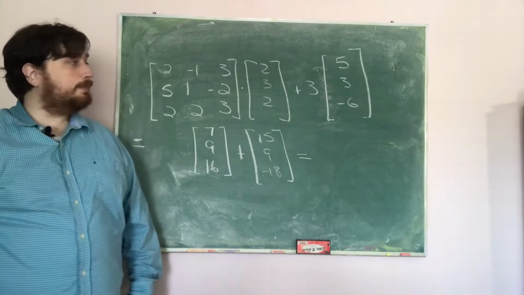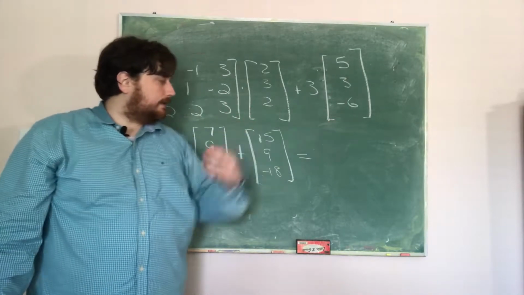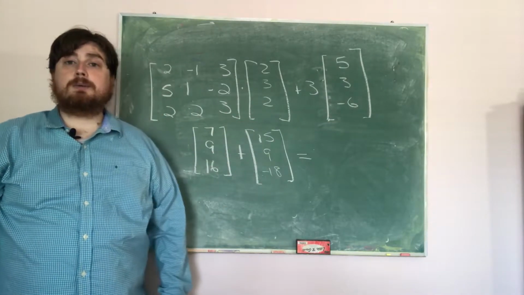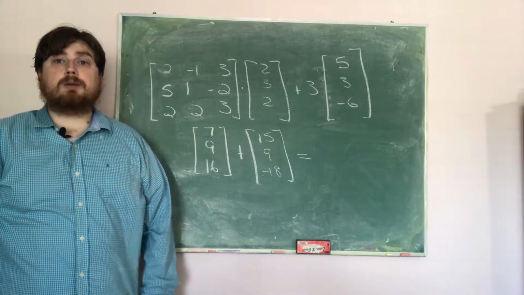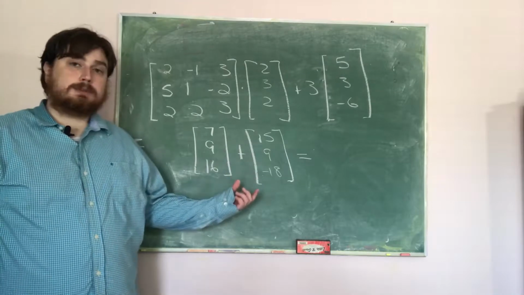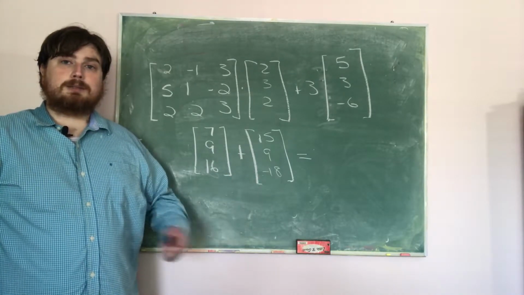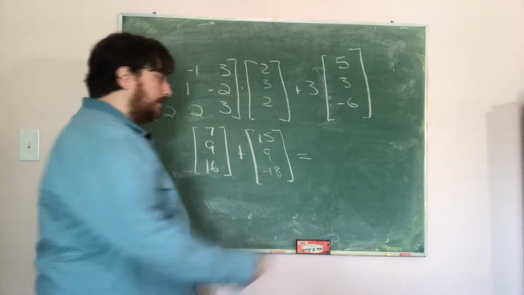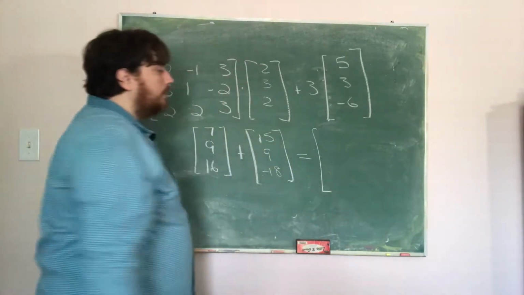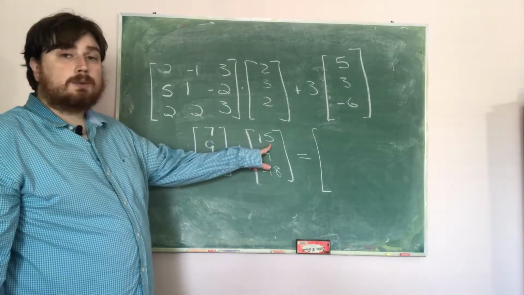Now that I've calculated both of those parts, I know that this product is going to be this matrix, and this is going to be this matrix. So now what I have to do is add those two. Remember that when we're adding, we add component-wise, so we have to make sure these are the same size. Since these are both 3 by 1 matrices, I can add them and I'll end up with a 3 by 1 matrix. So now, to find each of the entries, I take first row, first column, plus first row, first column.